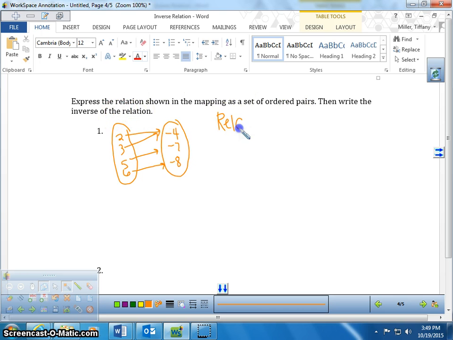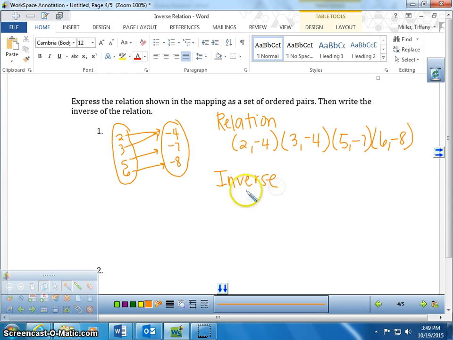So your relation would be, you list the ordered pairs. So 2, negative 4, 3, negative 4, 5, negative 7, and 6, negative 8. To find the inverse of that relation, all you need to do is flip the X and the Y. So my inverse is now negative 4, 2, negative 4, 3, negative 7, 5, and lastly negative 8, 6.